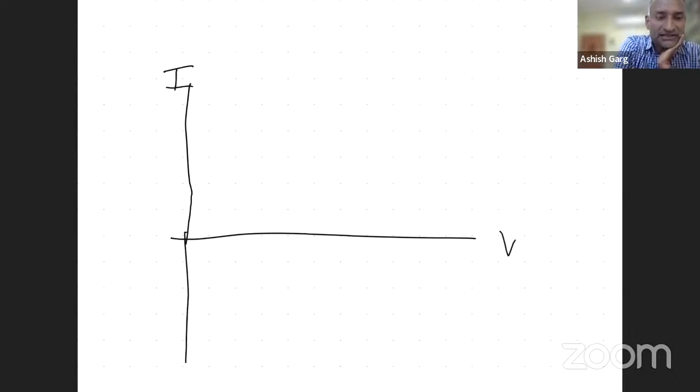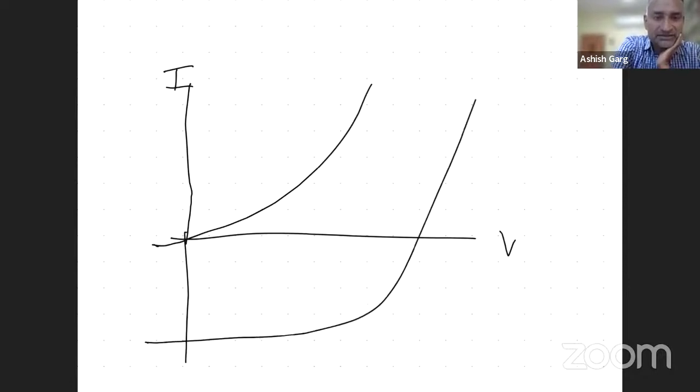So this is the IV curve. So this is I, this is V. For a diode in dark, you get exponential current like this. But for a diode in light, you get a curve like this. So this is light and this is dark.